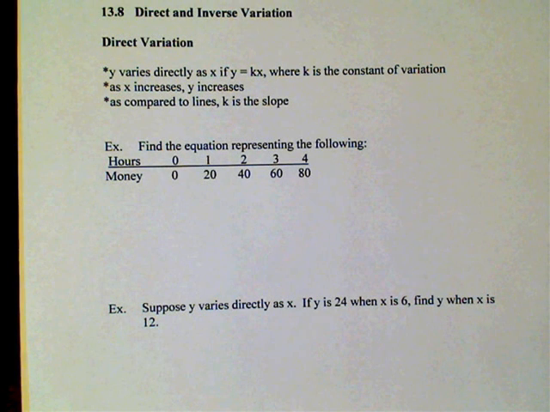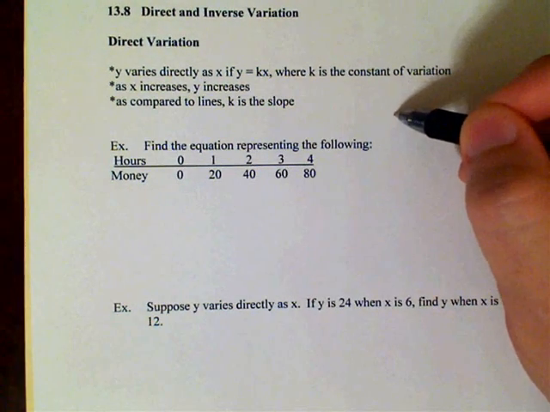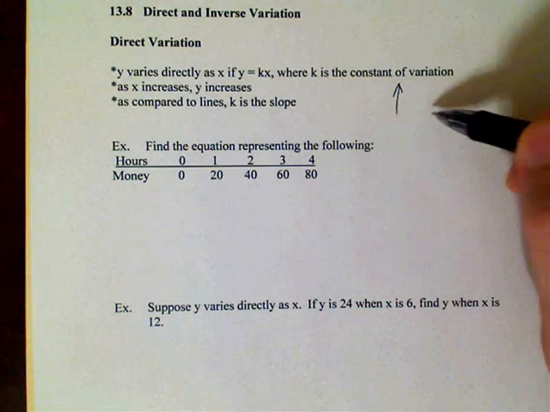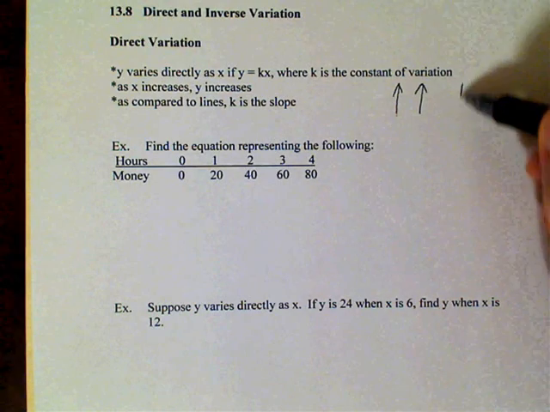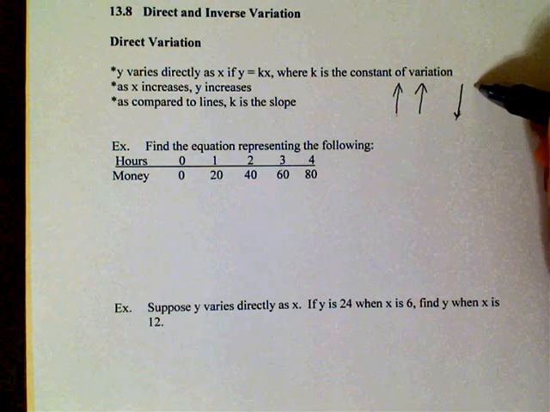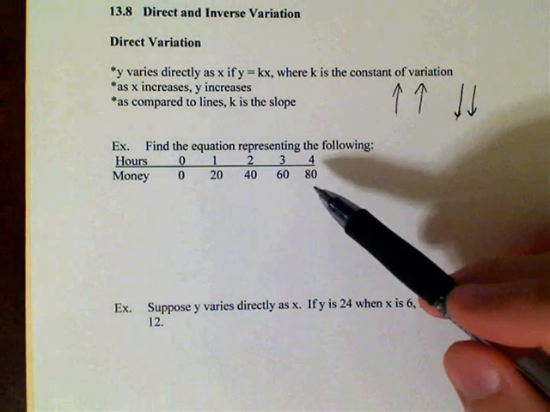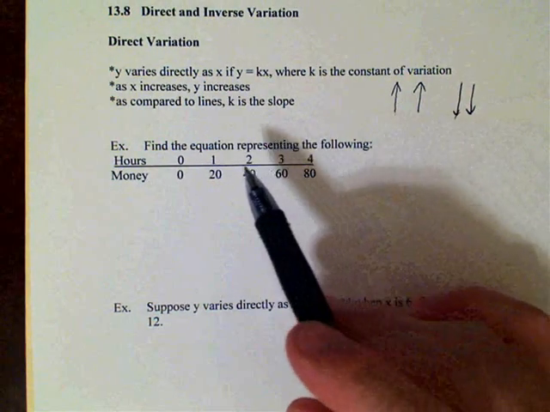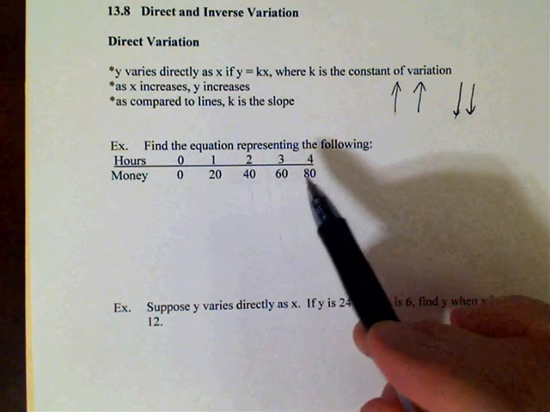Direct and inverse variation. Direct variation is simply this. As one variable increases, the other variable increases. As one decreases, the other one decreases. It's kind of like this example right here. The more hours you work, the more money you should make.